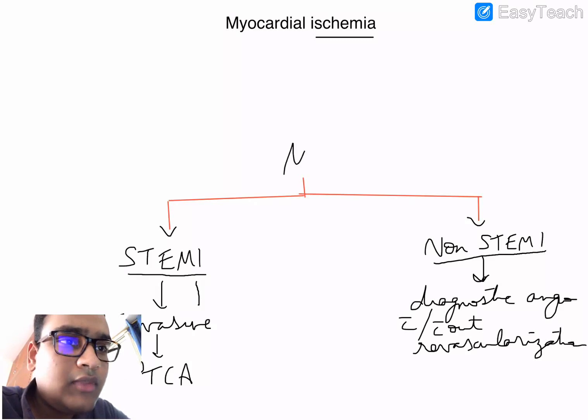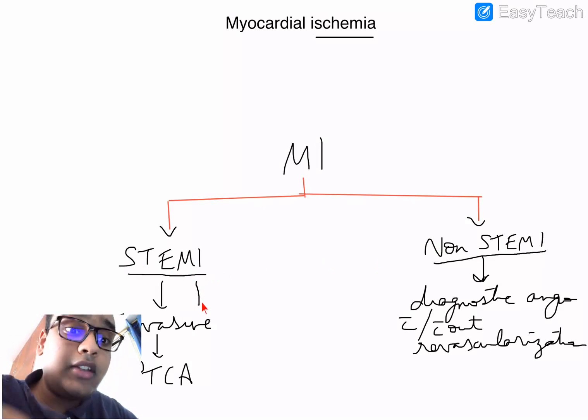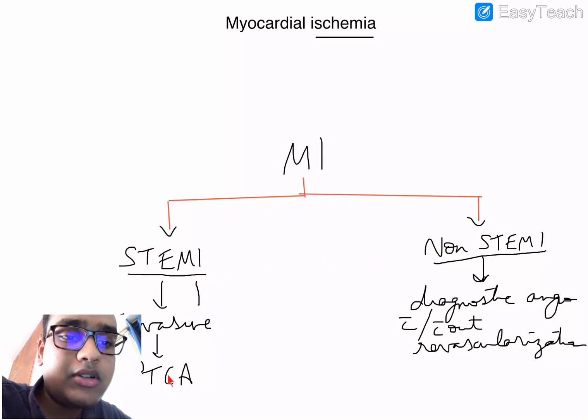So MI is broadly divided into two types, that is ST segment elevation MI or STEMI, and non-ST segment elevation MI. This is important because the management varies with these two. In ST segment elevation MI, the predominant modality of treatment would be invasive, where you do a percutaneous coronary angioplasty, and in non-ST segment elevation MI, you would first do a diagnostic angiogram, and then decide whether you want to do a revascularization or not.